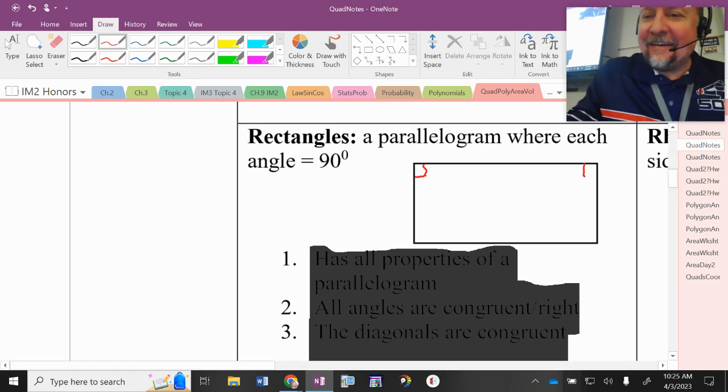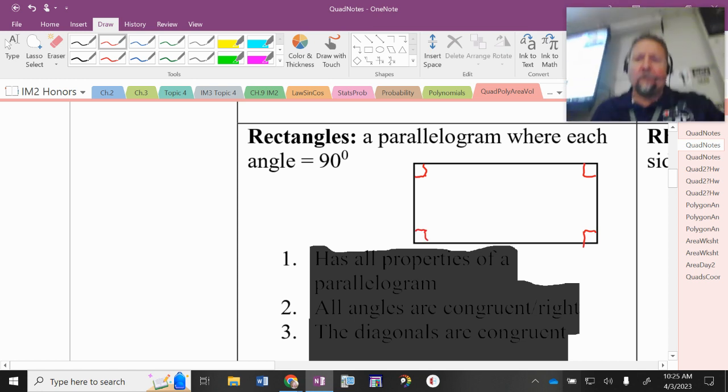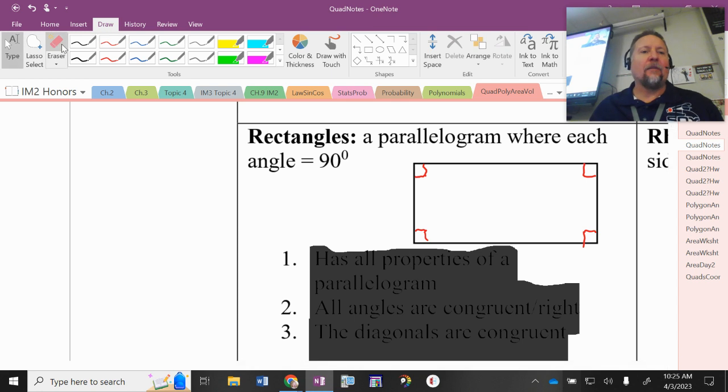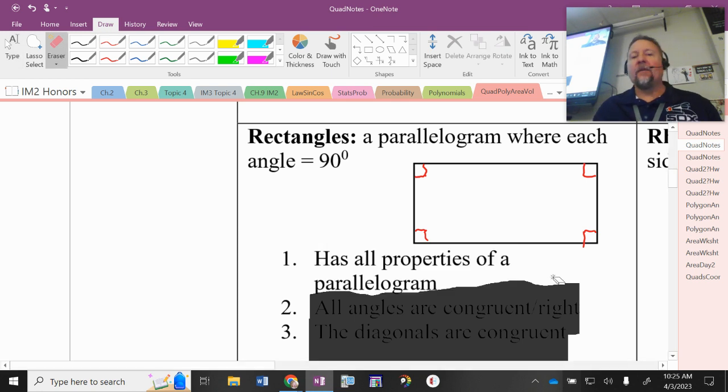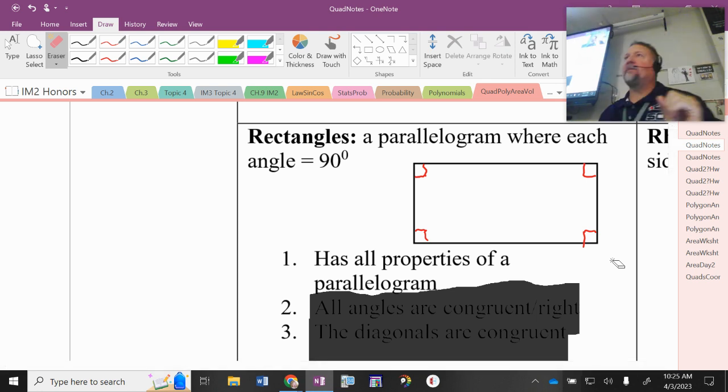90 degrees, 90 degrees, 90 degrees, 90 degrees. Man, I'm struggling writing right now. And this is what we got to do. I am not going to mark this up like a parallelogram. So what we have to understand is a rectangle is a parallelogram, so it has all the markings of that previous picture. We're just going to add the new stuff.